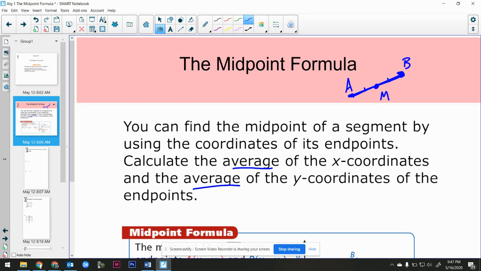If I wanted to find the average of 5 values, I'm going to add up those 5 values and divide by 5. Average of 10 values, I would add up the 10 values and then divide by 10. So if you're finding the average of the x coordinates, you have this first x coordinate and the second x coordinate. You really only have 2 values. So you're just going to add those two together and then divide by 2. And then you have the same thing for the y values. You've got a y value for point A and a y value for point B. You add them together and then you divide by 2. So you're basically finding the average of those two coordinates.